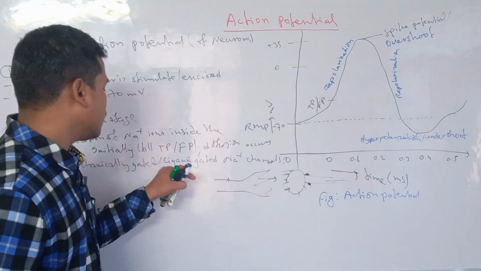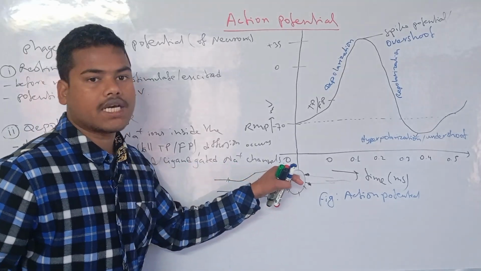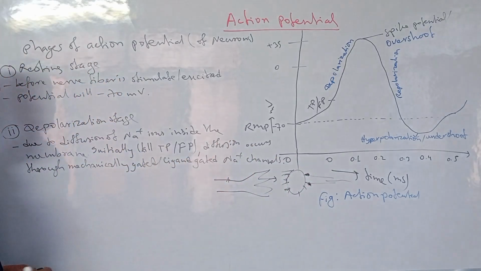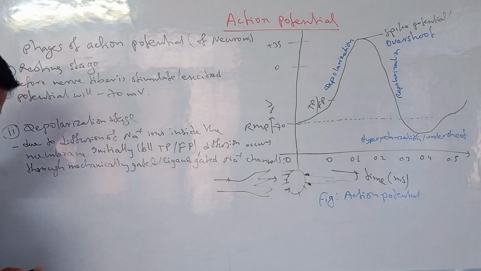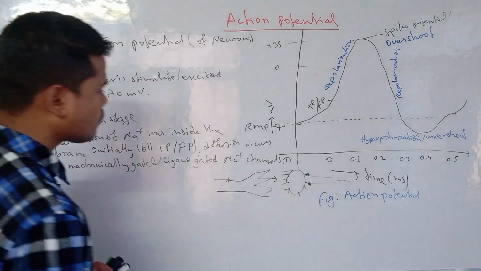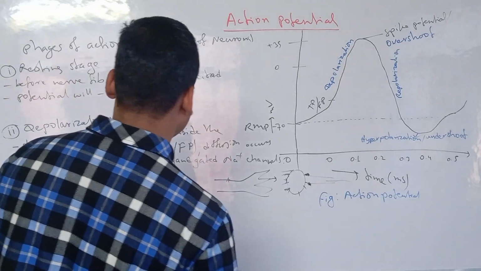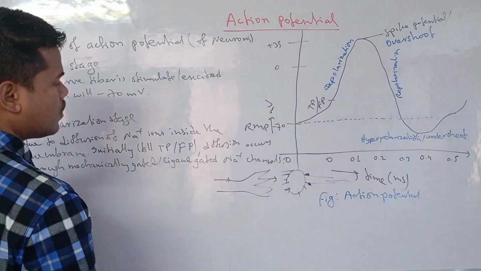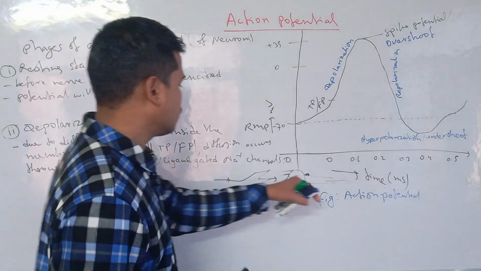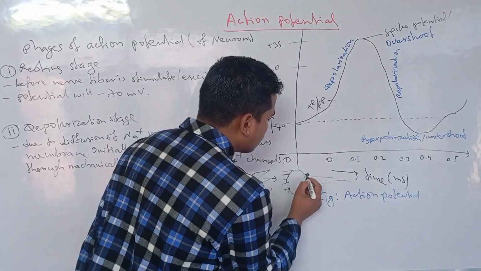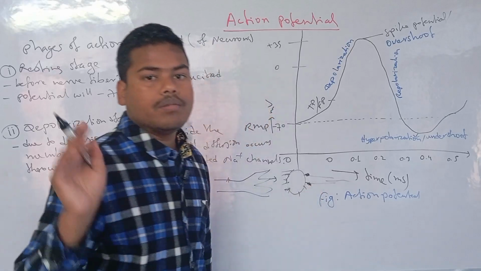So here the initial entry is through the ligand gated sodium channel at synaptic transmission. And again I would like to mention that at normal physiological condition there is a very important viva and MCQ question.